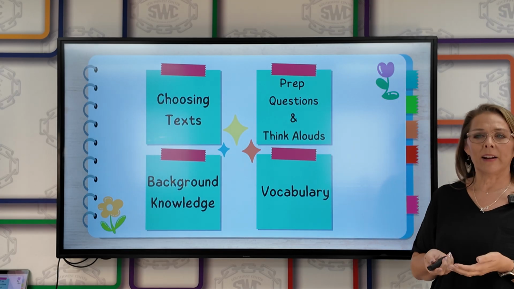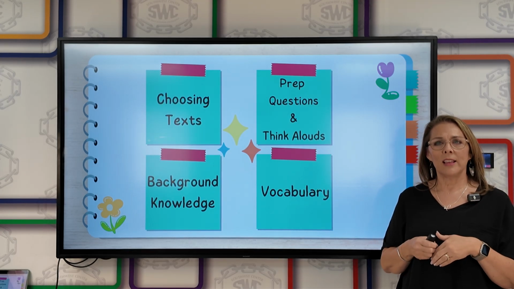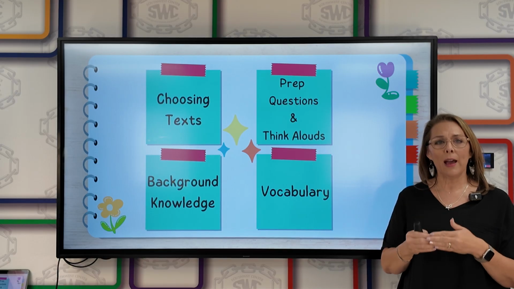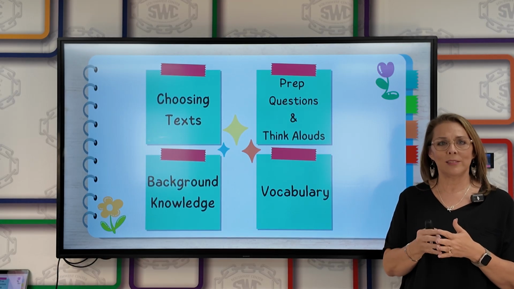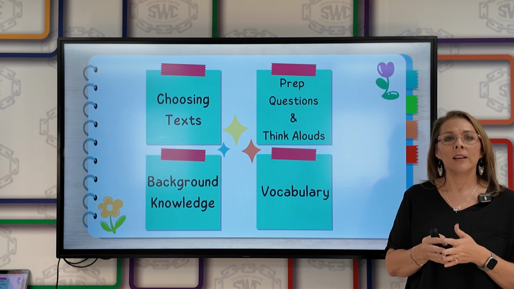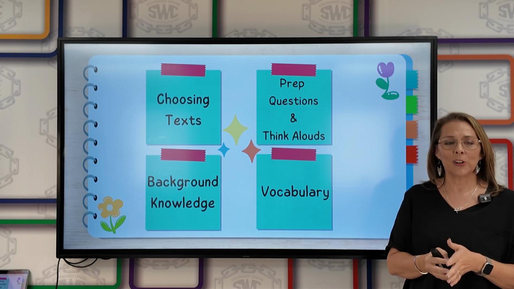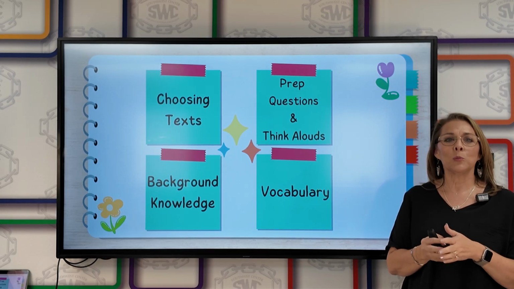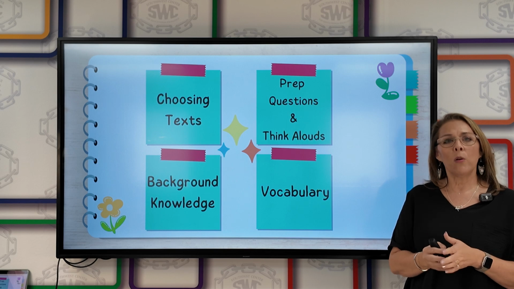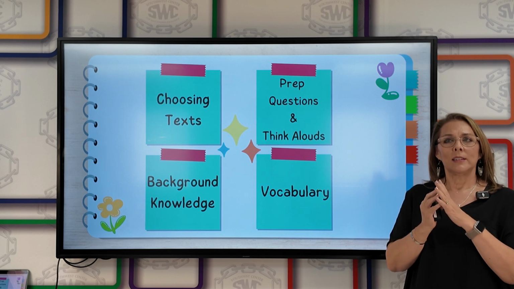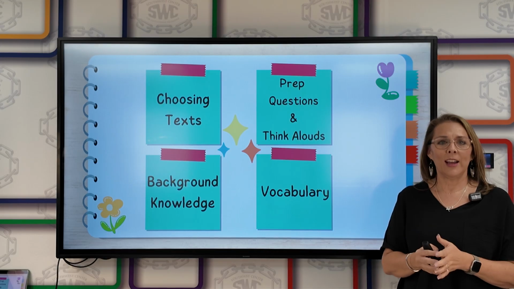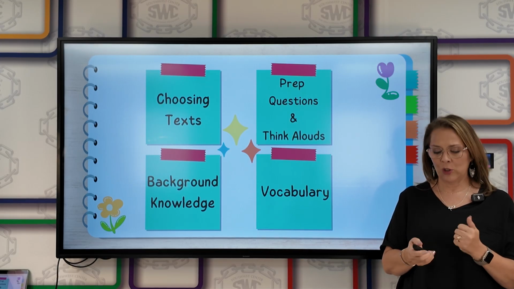And then vocabulary. Look ahead at the text. Think about what's some really important vocabulary you want to stop and focus on during the reading. Incidental vocabulary learning through read-alouds is one of the biggest benefits. Think about words that you want to stop, talk about, define, and help kids learn as you're reading the book.